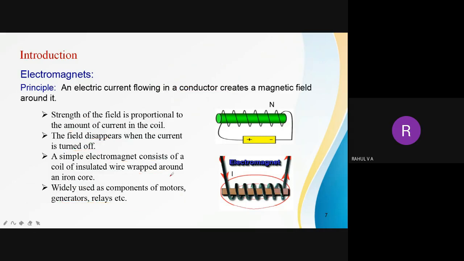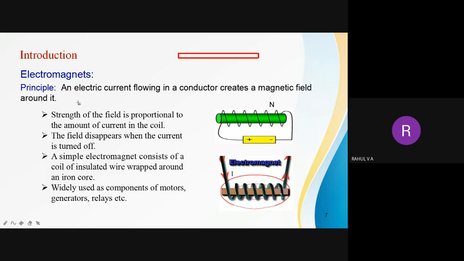So what happens again? I will explain the same thing. We will be taking one iron core or ferromagnetic core. There are different types of core actually, as we have seen in the case of inductors. We have classified inductors as air core inductor, iron core inductor, and ferromagnetic core inductor. Similarly, for this electromagnet also we can use different types of core.